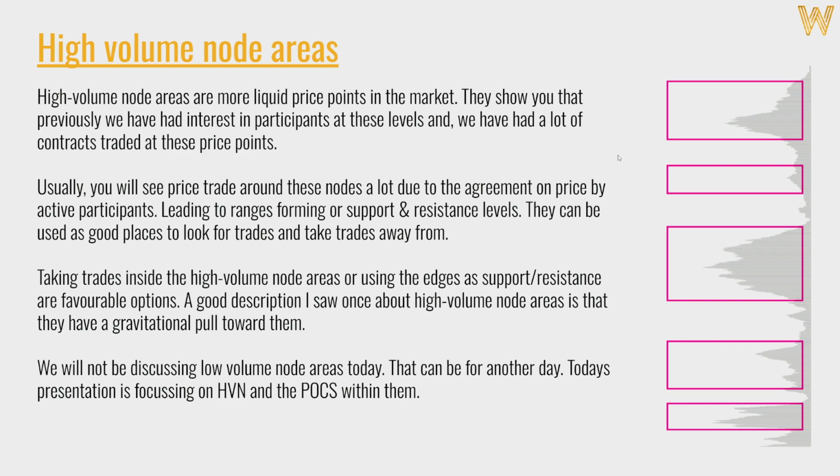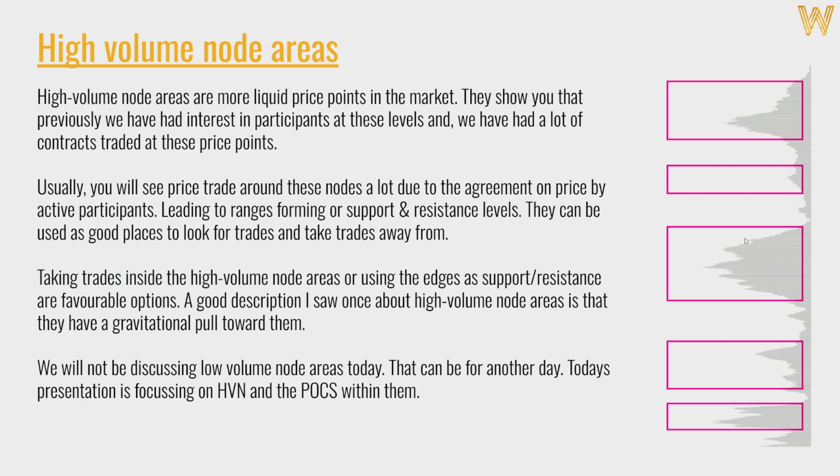So these are the more liquid price points in the market. They show you that we previously have an area of interest, that participants were active at these levels, and we had a lot of contracts traded at these price points. So we know that in these high volume node areas there's a lot of activity here, a lot of contracts have been traded between hands.